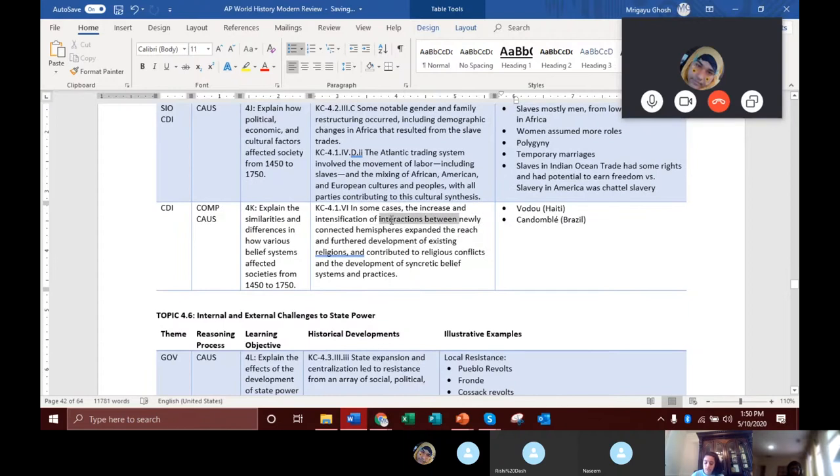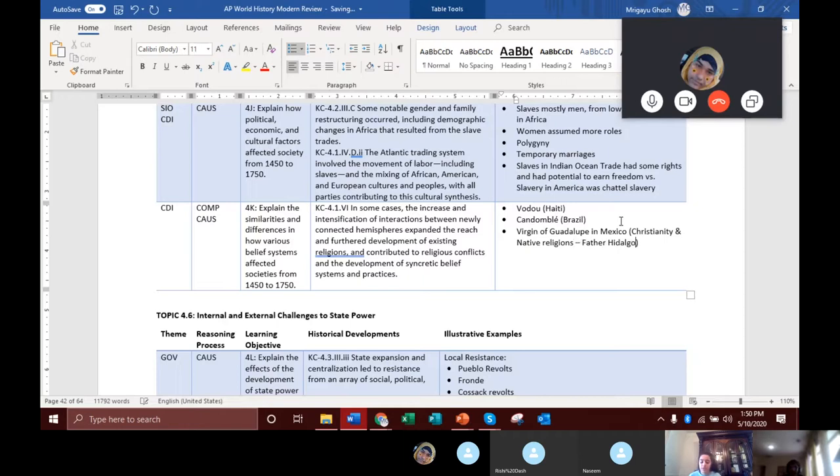So then we had new religions and syncretic religions. So we have voodoo in Haiti, candomblé in Brazil. And then there was the DBQ that was released by the College Board that talked about, what was it, the Virgin of Guadalupe or something? Oh, yeah, Guadalupe in Mexico. So Christianity with Christianity and native religions. I remember that was by Father Hidalgo. Okay, all right.